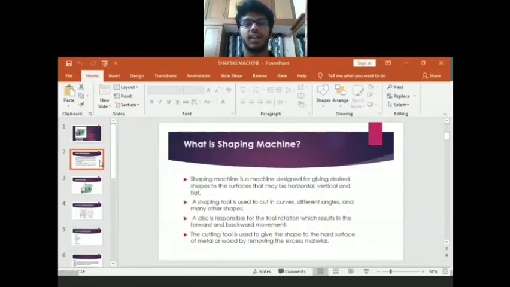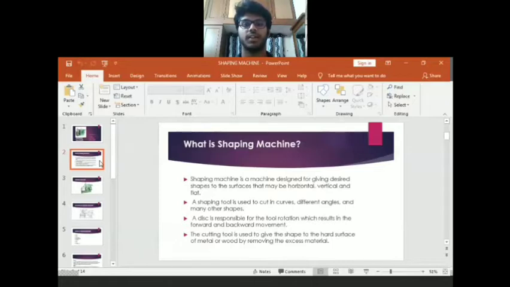What exactly is a shaping machine? A shaping machine is a machine designed for giving desired shapes to surfaces that may be horizontal, vertical, and flat. It is done by removing the excess material of the workpiece. A shaping tool is used to cut in many shapes, curves, and different angles. Predominantly, a single point cutting tool is used for this cutting operation.